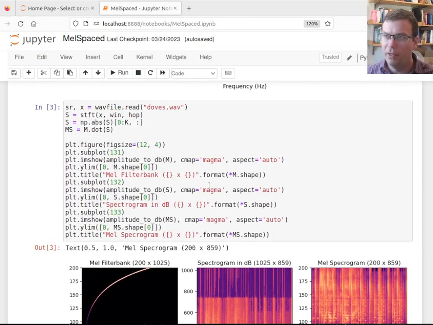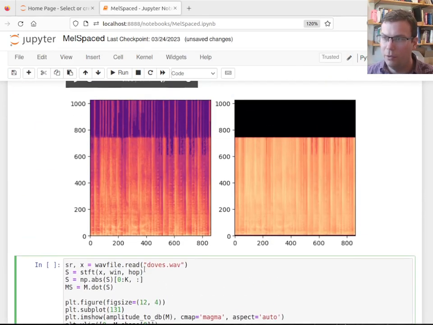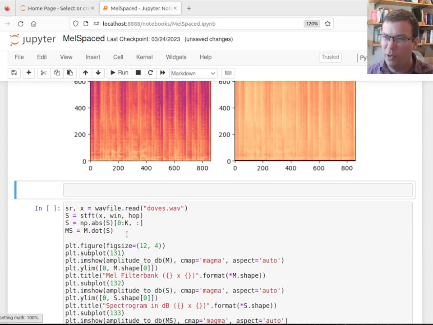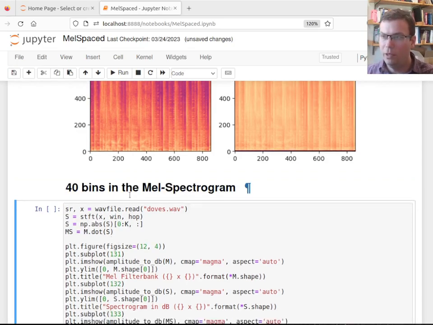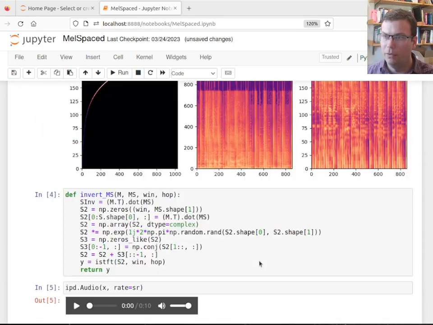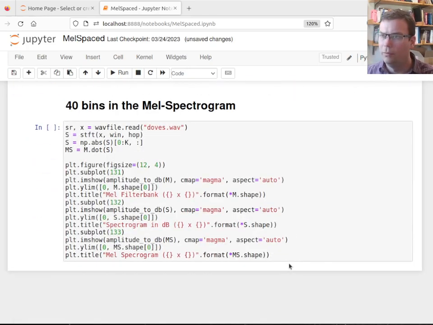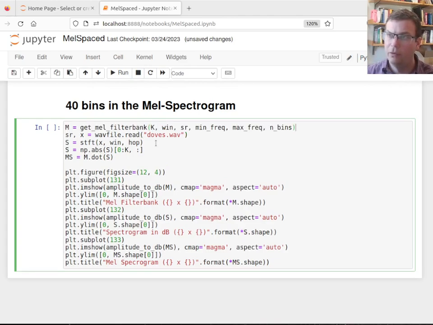Now, what happens if I dial this down a little bit? What if I instead use a lower resolution? So let's say maybe I only use 40 bins in the mel spectrogram. So I'm only going to use 40 numbers, only 40 triangle filters in the filter bank instead of 200. So I'm going to compress this by a further factor of 5.